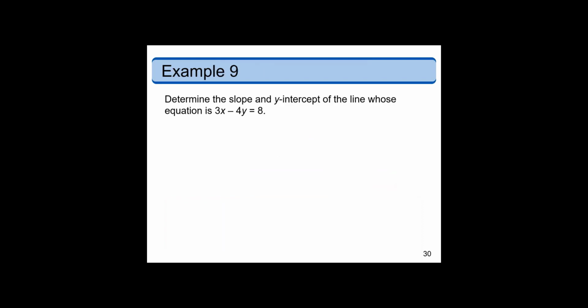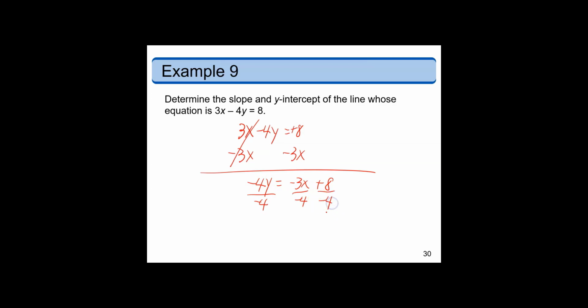For example, determine the slope and the y intercept of the line whose equation is 3x minus 4y equals 8. In order to get the slope and the y intercept, we need to get y by itself. First, we isolate negative 4y by subtracting 3x from both sides of the equation. Negative 4y equals negative 3x plus 8. Then divide every single term by negative 4.